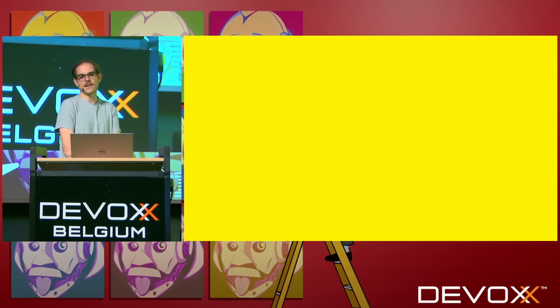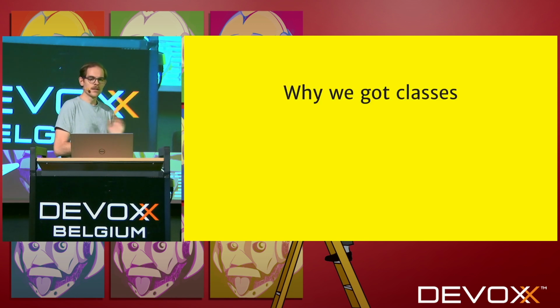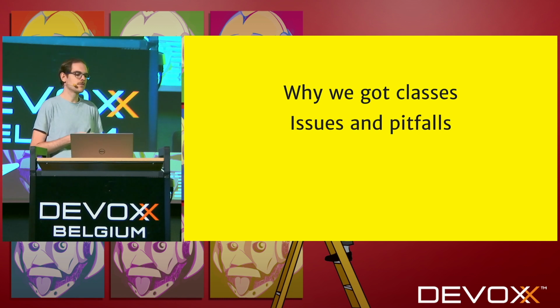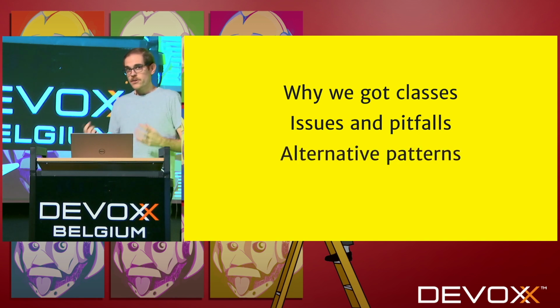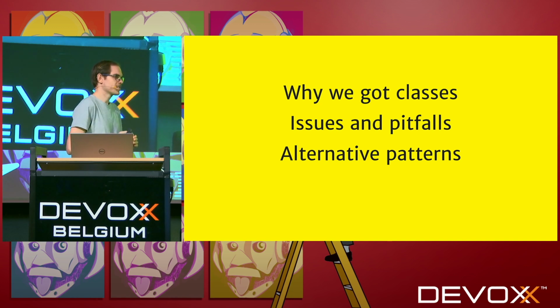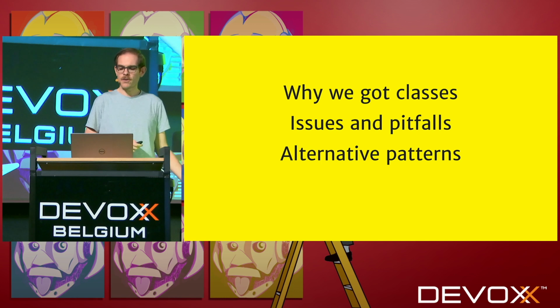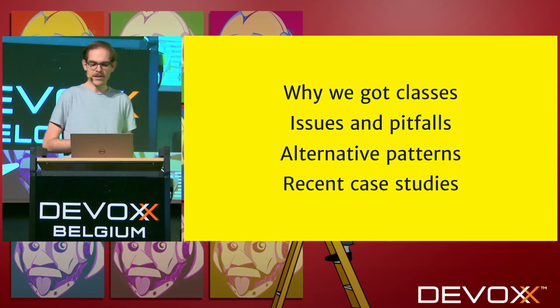What are we going to discuss today? First, we're going to see why we got classes introduced into the language, to give you a little bit of context and history. Then we'll take a look at some common issues and pitfalls that you might bump into when working with classes in JavaScript. Then we'll go on to check some alternative patterns to using classes, and that's probably the part most of you are interested in. And finally, we're going to review a couple of recent cases of popular JavaScript frameworks moving away from classes, so that you get to see that I'm not the only crazy one talking about this. There's a community movement around it.